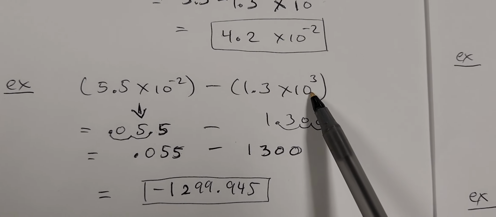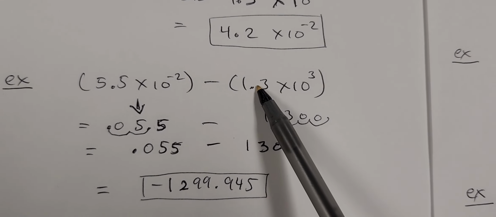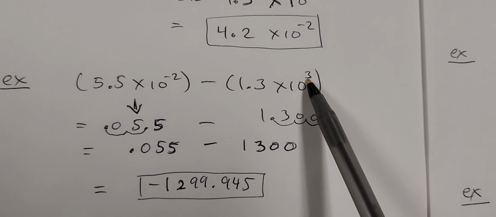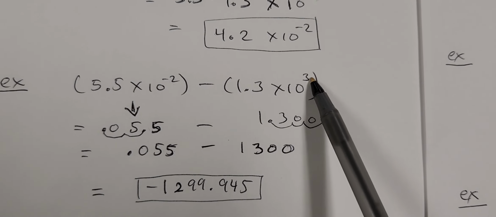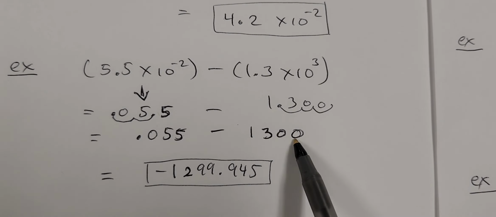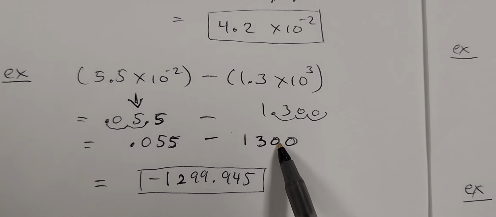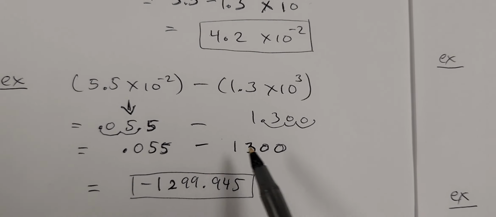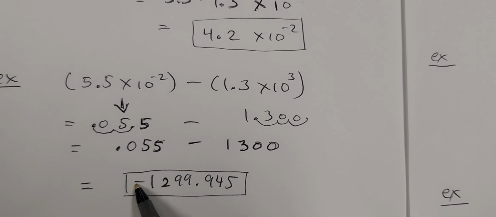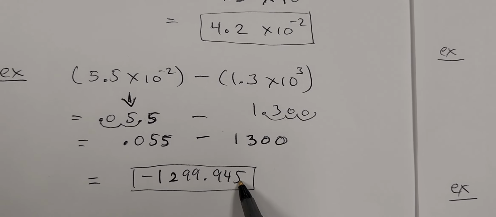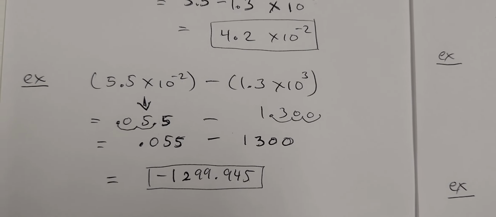Do the same thing on the right hand side. Change the 1.3 into standard form. Since this is positive, go 3 to the right. So 1, 2, 3. And then after that it's just basic order of operations. Subtract left from the right, and then you end up with -1299.945. Okay, so be very careful.